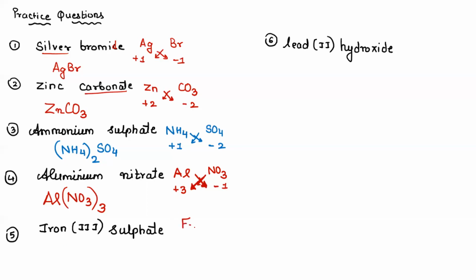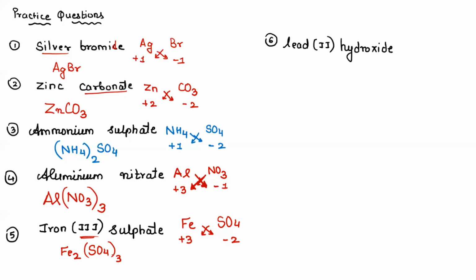So yes, Fe and SO4. Since it is 3 as a Roman number, Fe will be +3. SO4 is -2. So crisscross, we get Fe2(SO4)3. So yes, Fe2(SO4)3. Very good. Yes, Ayush. Lead hydroxide.